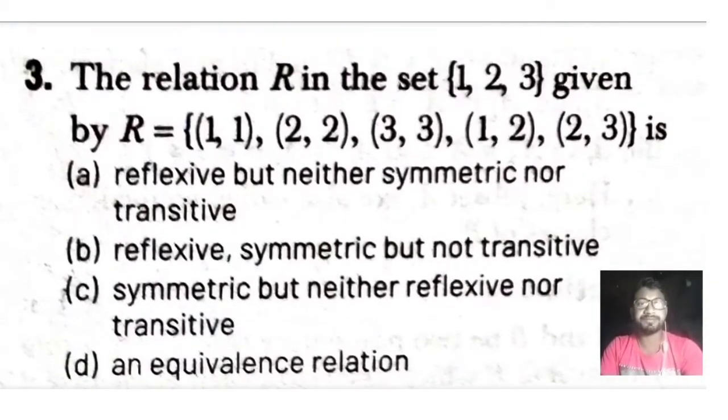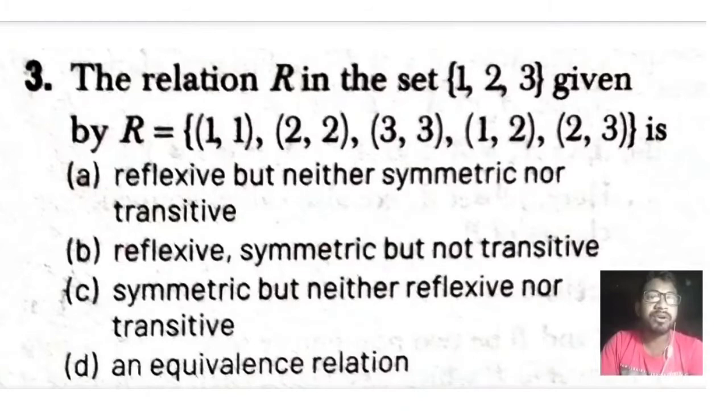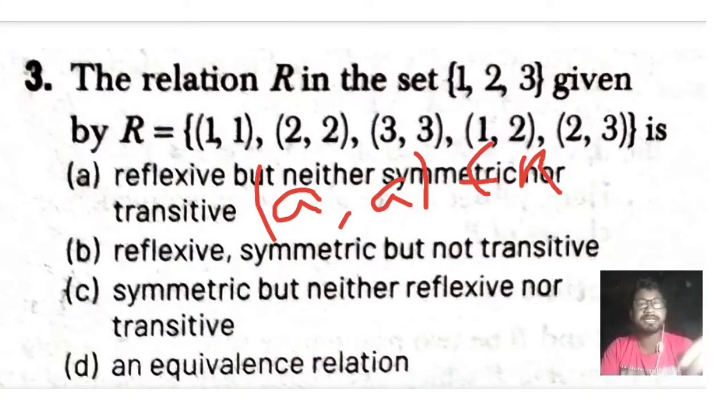Here is question number 3. The relation R in the set {1, 2, 3} is given by R = {(1,1), (2,2), (3,3), (1,2), (2,3)}. Is it option A, reflexive but neither symmetric nor transitive? So we have to check the options. Here is the relation R. Reflexive means always (a, a) belongs to R, and here R is reflexive.